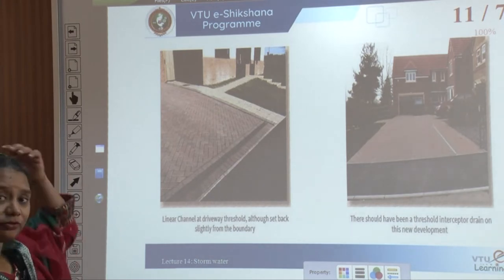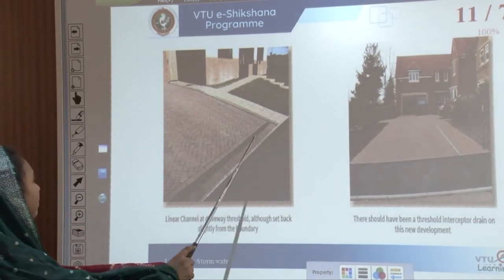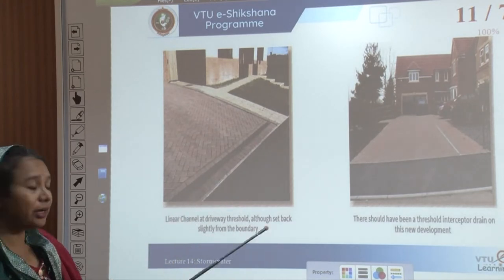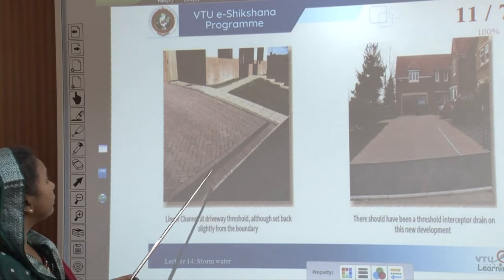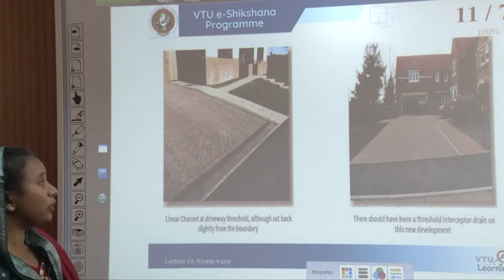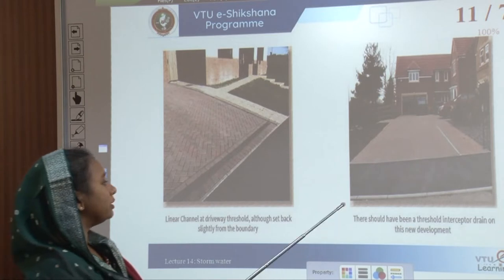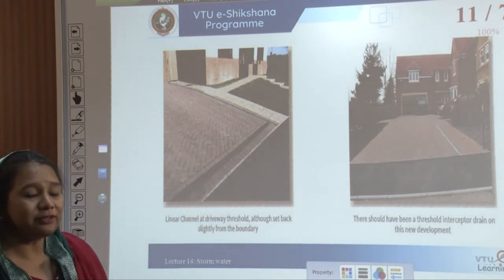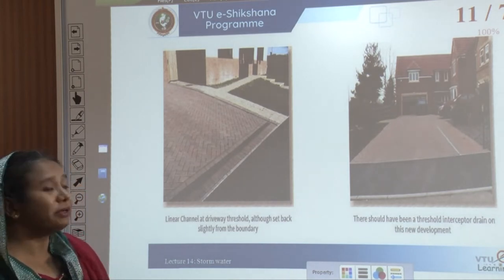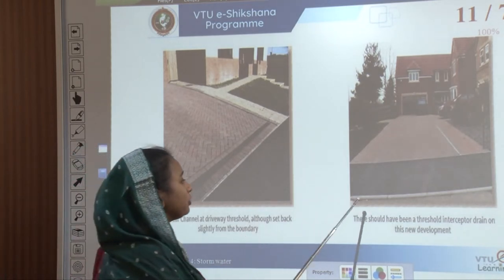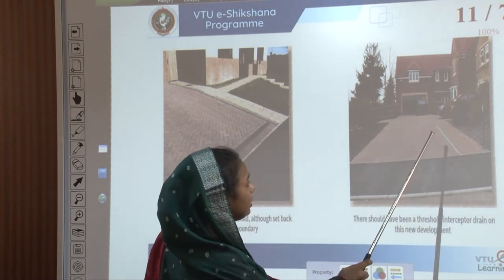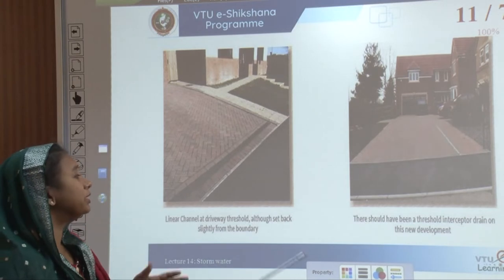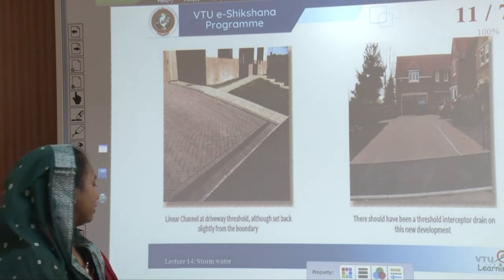These are certain examples of linear channels which are provided at driveways. These are provided basically at thresholds, though set a little aback from the boundaries. So, if these are the boundaries, you also notice that this threshold would have an interceptor drain even if a new development is supposed to happen. If any new development is constructed, you can always make sure that an interceptor drain is provided, so that we do not have to burden only the existing sewer line.